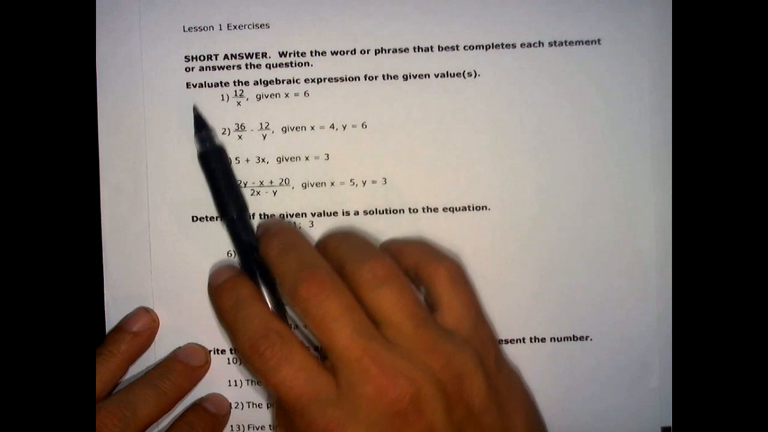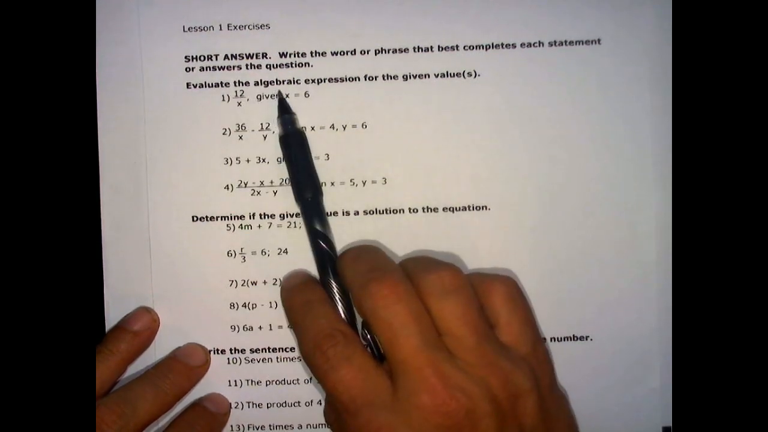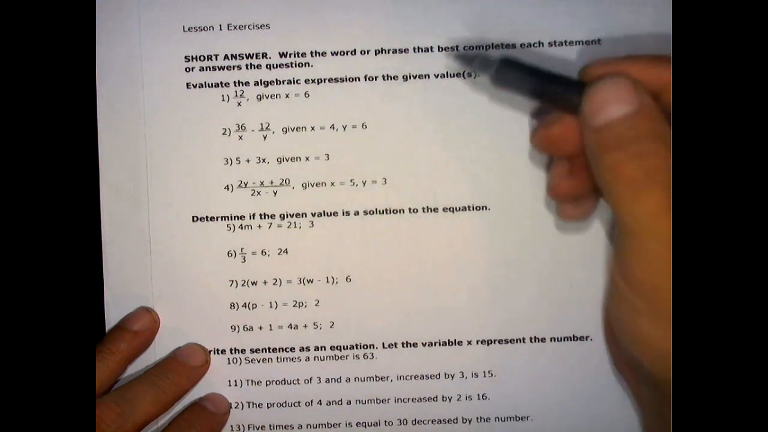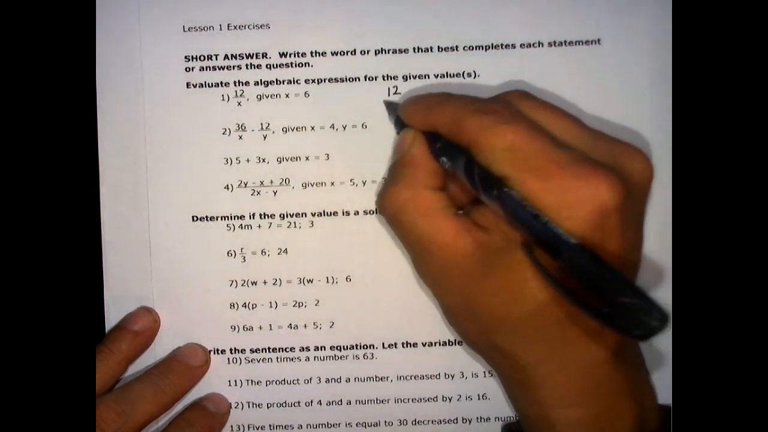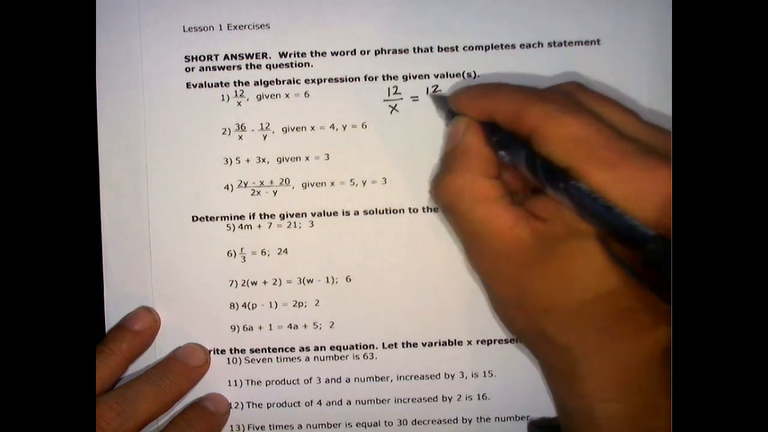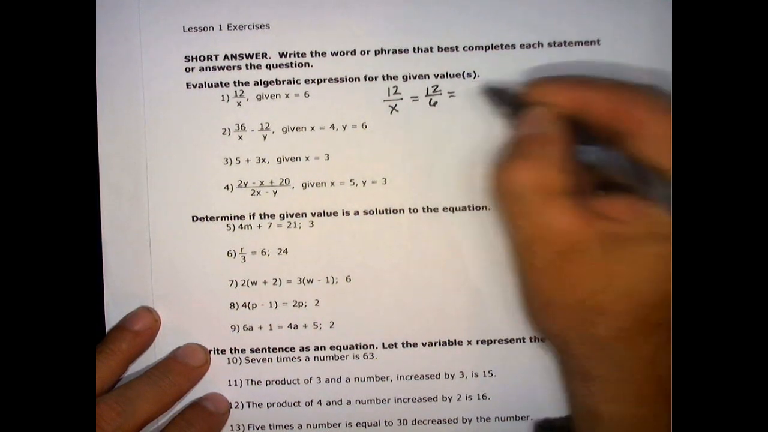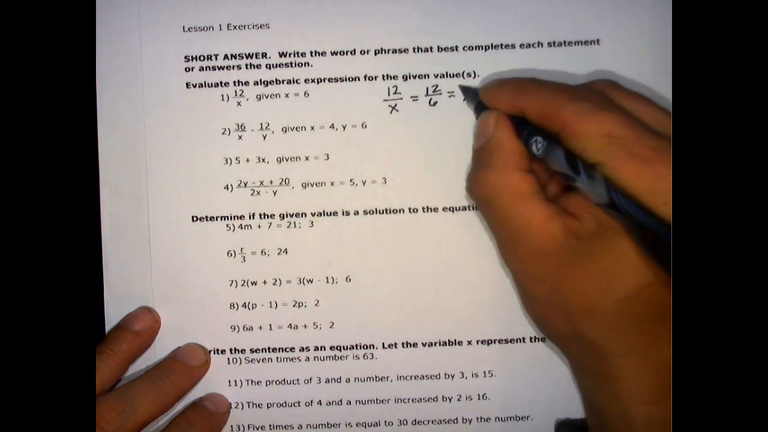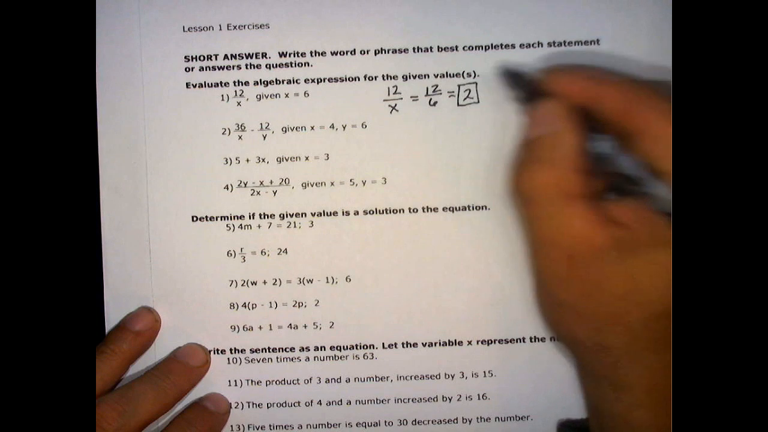The first 4 problems here, we're going to evaluate the algebraic expression for the given values. So the first one is 12 over x, given x equals 6. Wherever there's an x, I'm going to replace that with 6. And the only thing there is 12 divided by 6 is 2. So the answer for number 1 is 2.